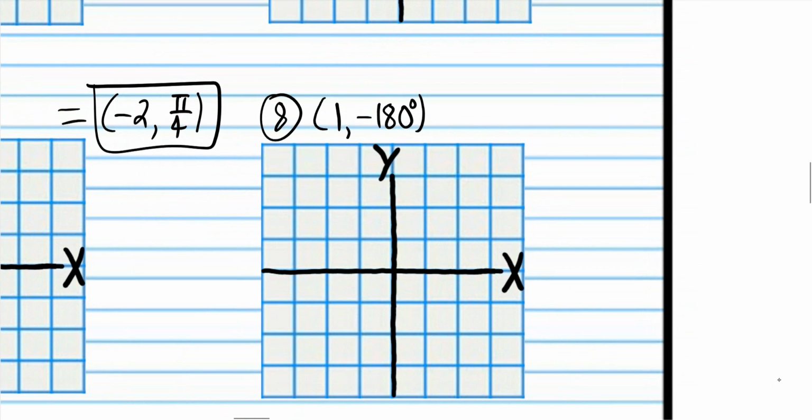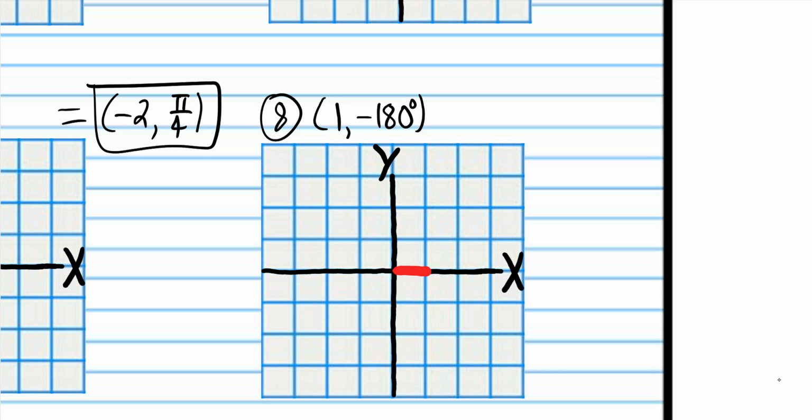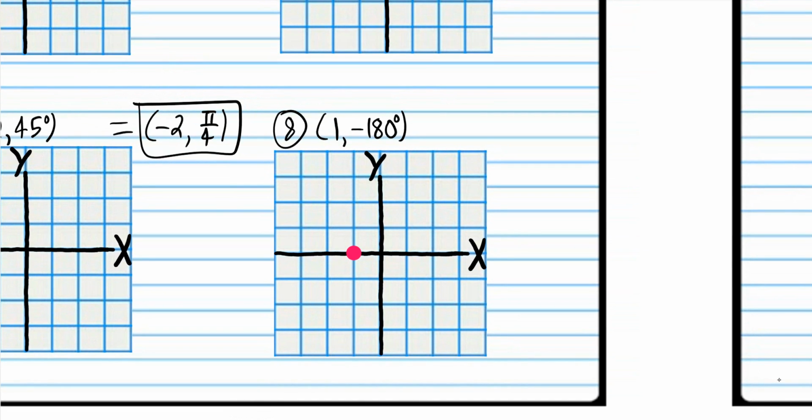Alright, we're back. I'm going to move out 1 unit to the right, and then I'm going to rotate counterclockwise 180 degrees, and that gets us to here. So if you got that right, excellent. So we have pi. Remember, 180 degrees is pi.